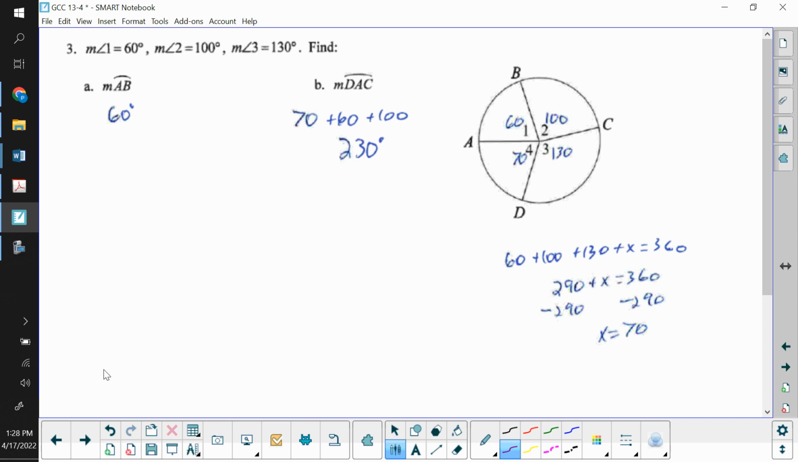They told us 1, 2, and 3 are angles, but they didn't tell us 4. So pick a variable for it that's not in the problem. I chose x. They should add to 360, and you got x is 70. Well, once you know that angle 4 is 70, arc AB would be 60, because that's its central angle. And then arc DAC would be this arc here, because we want to go D to C, but A has to be somewhere in the middle. So we're adding up the 70, the 60, and the 100 to give us 230 degrees for that arc.